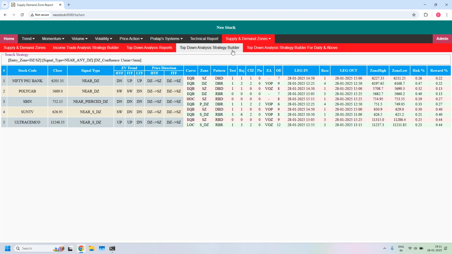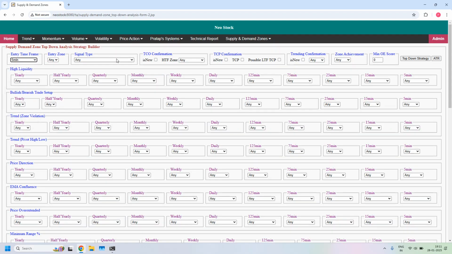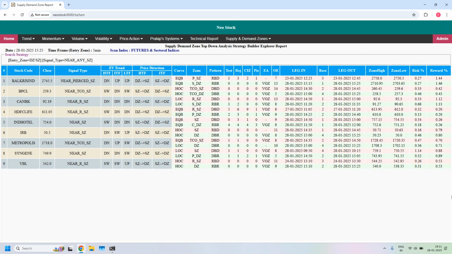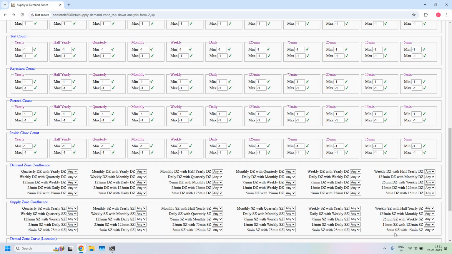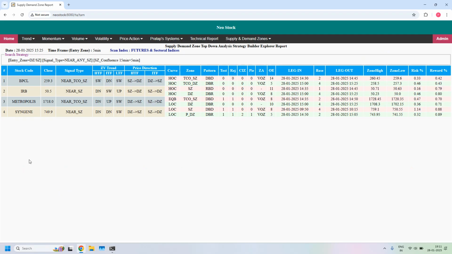Okay, next. 5 minutes time frame, stocks near 5 minutes supply zone. We got 9 stocks. Out of these 9, how many are having ITF supply zone confluence? Let's verify. 5 minute supply zone with 15 minute supply zone confluence. I am enabling the filter. 4 stocks are filtered. LTF, ITF, supply zone confluence. That is 5 minutes and 15 minutes supply zone confluence. So this is about stocks near demand and supply zones for different time frames.